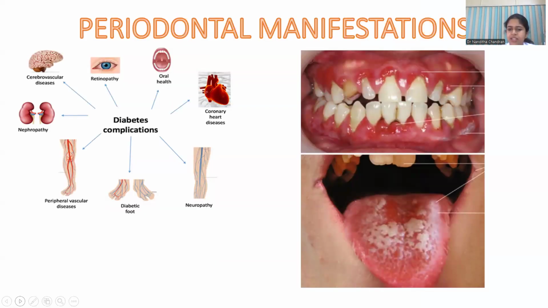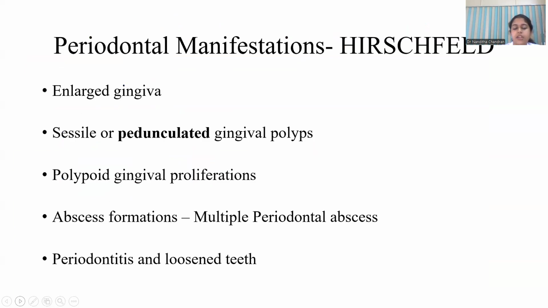Periodontally, a diabetic patient has a number of changes in the gingiva. I'll give you an overview of that. Can you see the gingival changes? See the picture? You have the redness, the bulbousness, or the appearance of thickening of the gingival tissue with redness, increased bleeding tendency, etc. So how do you explain the terms? You have enlarged gingiva. Basically, the gingiva shows inflammation or enlargement. Enlarged gingiva, sessile or pedunculated gingival polyps. Sessile and pedunculated. Sessile means without a stalk.